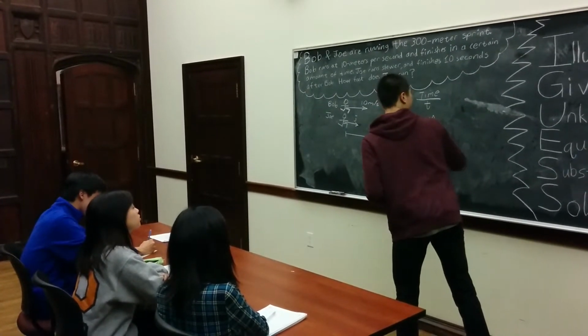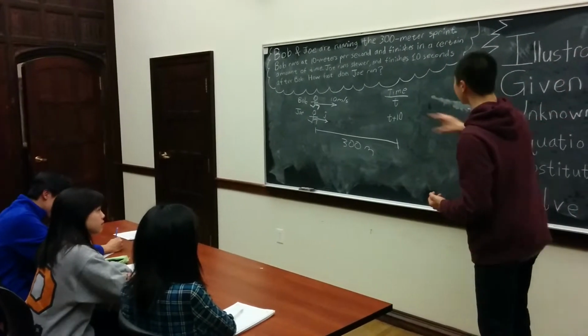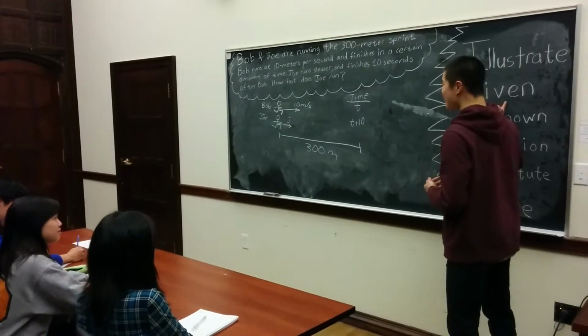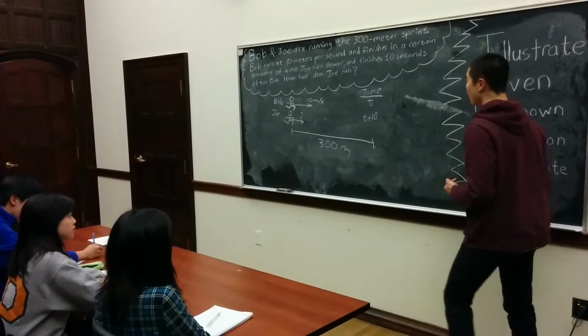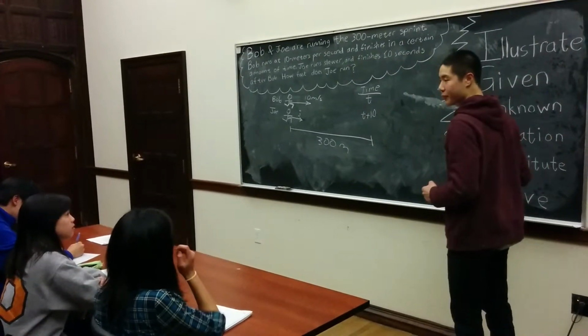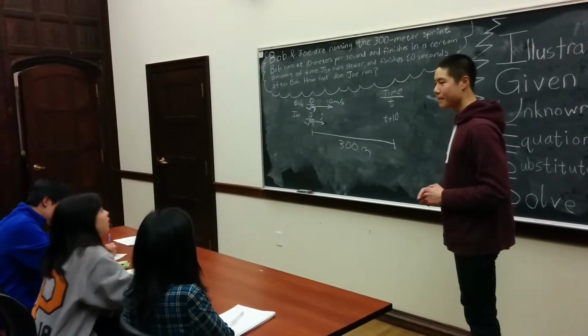All right. So just to give a little recap, we've illustrated the problem, drawn our beautiful artwork. We have our givens, right? 10 meters per second and 300 meters. Our unknowns, our variables. And now we can set up our equation. Is there any confusion at this time? Any questions? Yeah, Tammy?